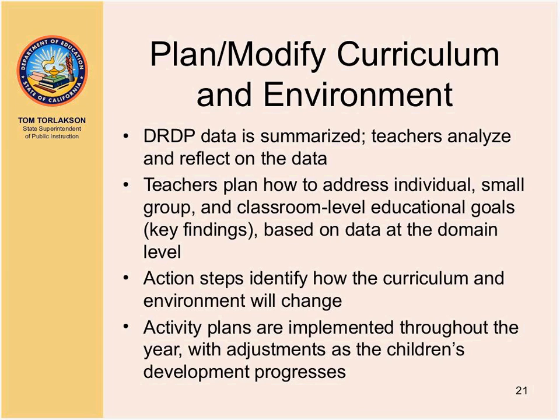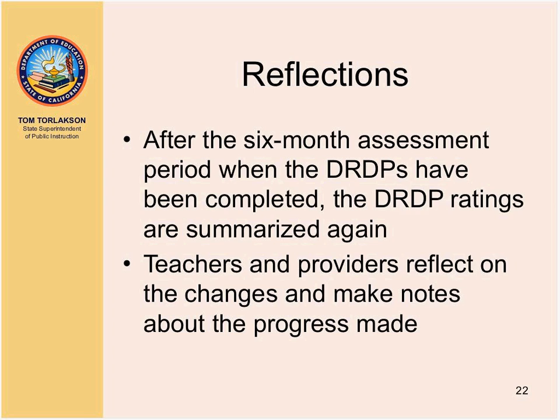And so this is more or less a summary slide of planning and modifying. So the first bullet shows that we've started with summarizing the data, they analyzed it and reflected on it, and they've thought about how to address individual, small group, and classroom level goals based on that data at the domain level. And then the action steps identify how the curriculum and environment will change. And this is an ongoing, of course, process over the coming months. As children grow and progress, there may be modifications to the activity plans and new ideas, but your structure of where you're going with your curriculum and environment changes and so forth already have been drafted out in your action plan. And then after 6, you're completing the DRDPs again, and basically it's a time for celebration.